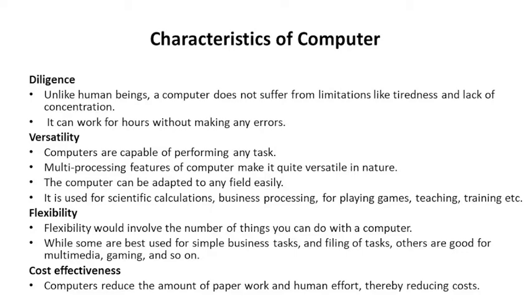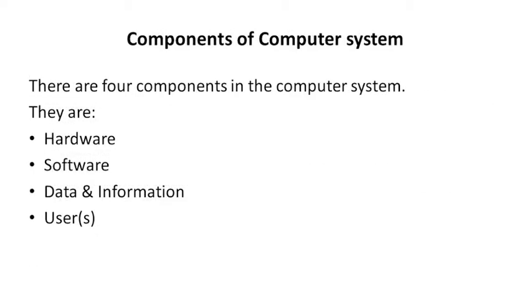Another one is cost effectiveness. Computers reduce the amount of paperwork and human effort, thereby reducing the cost. For example, if you want to do some work, a human being usually will take more paper or more effort to do that work. That will increase the cost, whereas the computer reduces the workload of human effort and paperwork, which reduces the cost. So it is cost effectiveness. These are the characteristics of the computer.